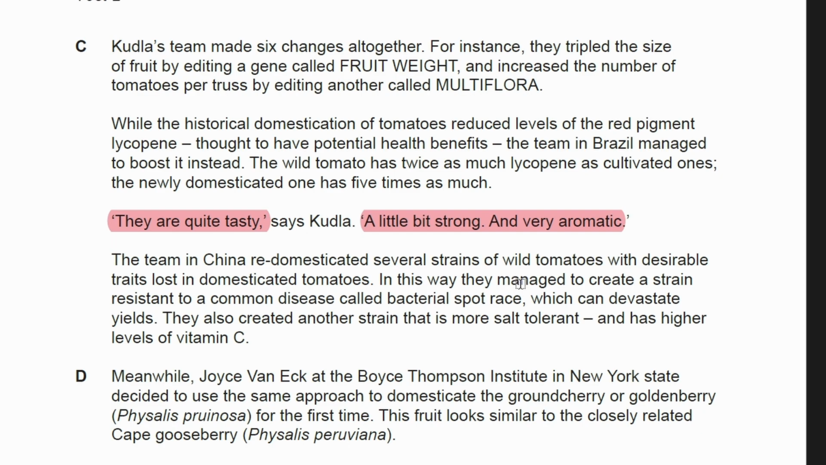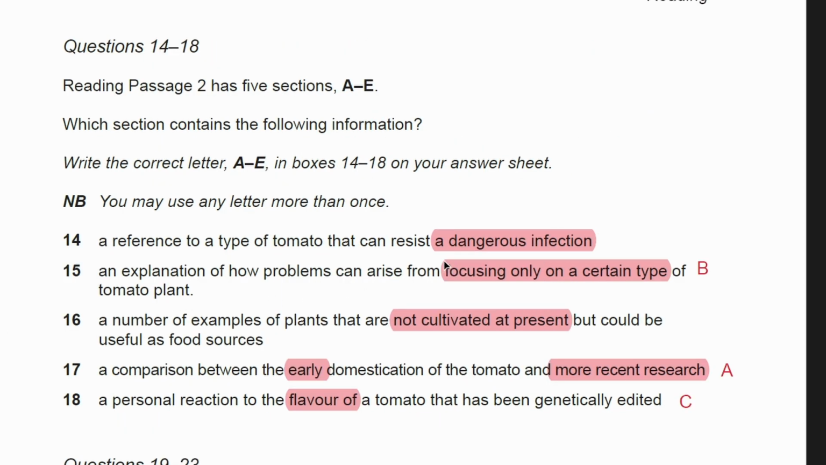Similarly, in section C, last paragraph, they talk about creating a strain of tomato that is resistant to a disease called bacterial spot race. A strain means a type, and they are talking about tomatoes in this paragraph. So C is the answer to another question as well, which is resisting a dangerous infection.